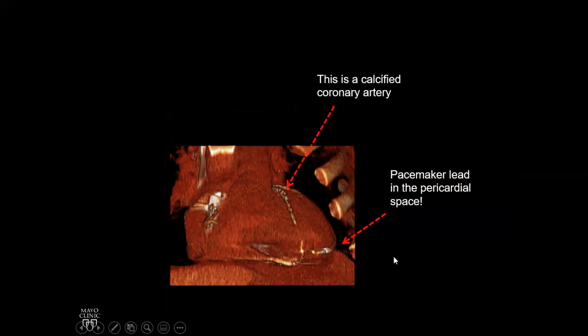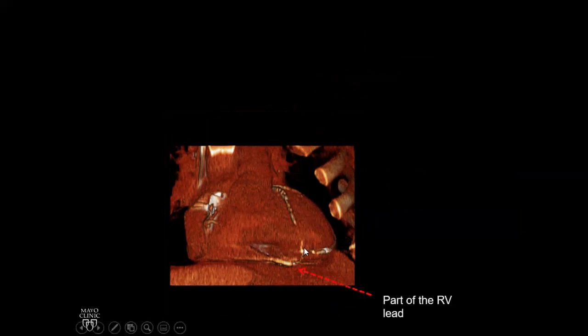This is a calcified coronary artery. This is part of the lead in the right ventricle. This is part of the right atrial lead. We peel it away, we can see the right ventricular lead. Now, the reason it looks kind of broad is because motion on the CT scan has blurred it out. It should not be a flat ribbon-looking thing, it's actually a tube. There's the right atrial lead, also kind of blurry, but anyway, here's the right ventricular lead, right atrial lead, and this guy is in the pericardial space.